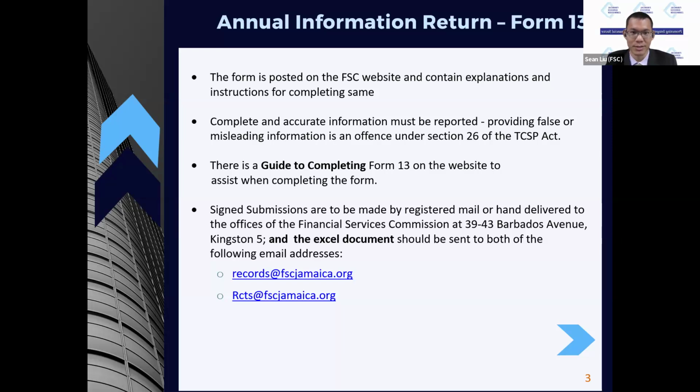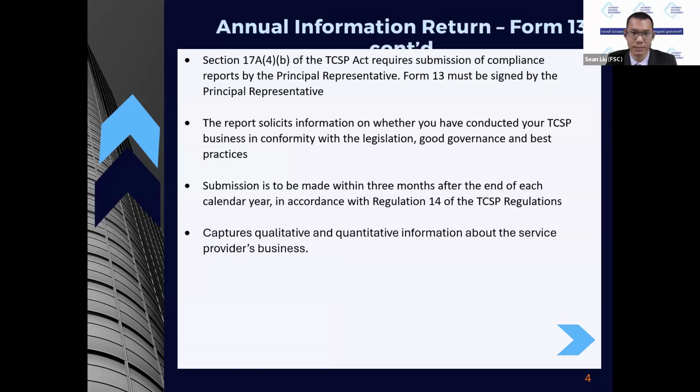He also mentioned that signed submissions are to be made by registered mail or hand delivered to the offices of the FSC located at 39 to 43 Barbados Avenue, Kingston 5. Again, the Excel document should be emailed to both of the following email addresses: records@fscjamaica.org and rcts@fscjamaica.org.